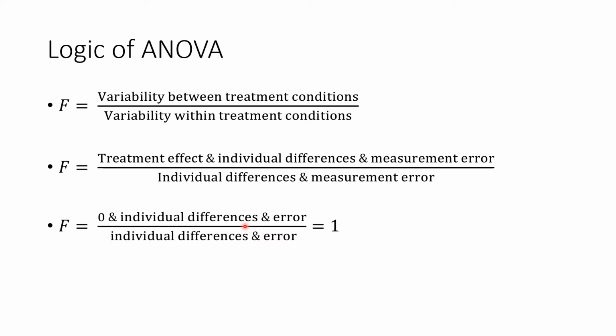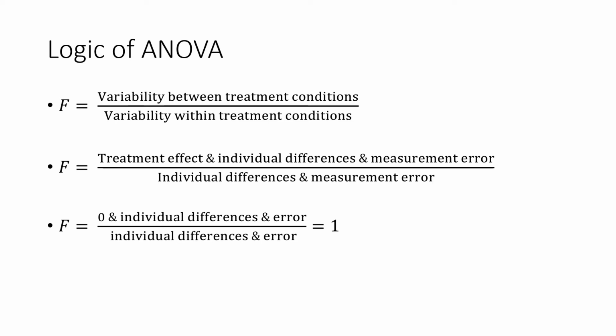Again, because the assumption is there's just as much individual differences across conditions as there is within conditions, and there's just as much measurement error across conditions as there is within conditions. And so they'll cancel out. If the null hypothesis is true, you should get an F value of 1. However, if the treatment is effective, there will be some variability created by these different treatments, and so the F value will be substantially larger than 1.